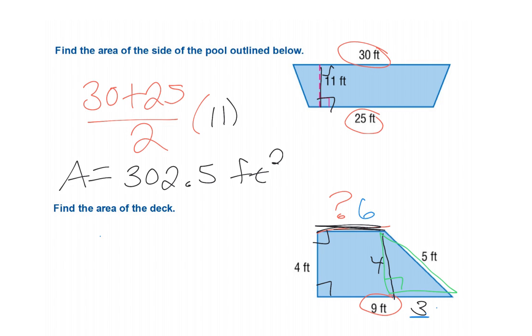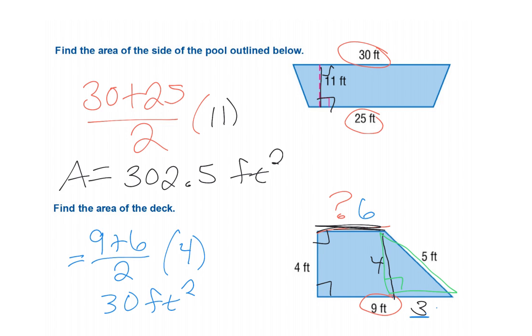To find the area now, I need to take 9 plus 6 divided by 2, because it's B1 plus B2 divided by 2, base 1 and base 2, and multiply that by the height of 4. That'll give me the area of this trapezoid, which is an area of 30 square feet.